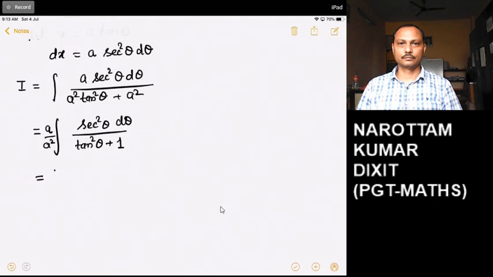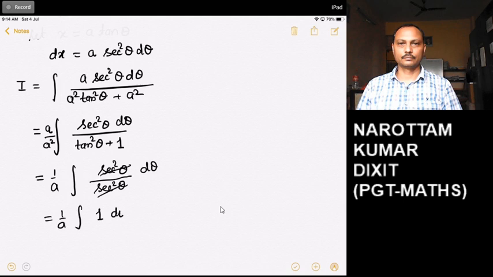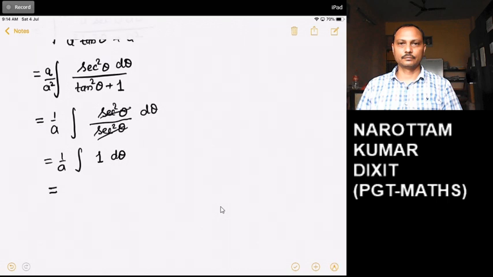Now it is 1 upon a integration of sec square theta, and by the trigonometric identity, 1 plus tan square theta is also sec square theta. So these cancel out. So the integral of 1. You know the integration of 1 with respect to x is x, but here the variable is theta. So the integration of 1 with respect to theta will be theta plus the constant of integration, c.